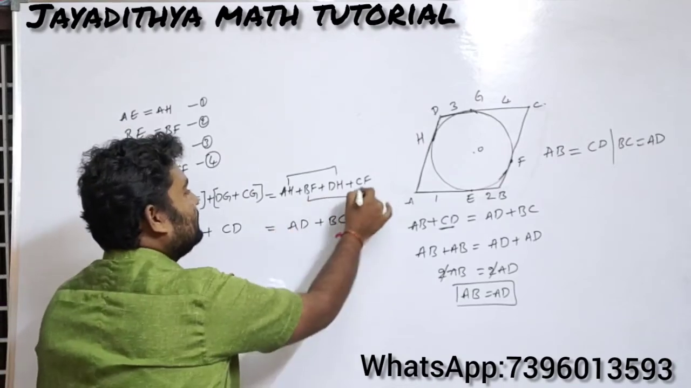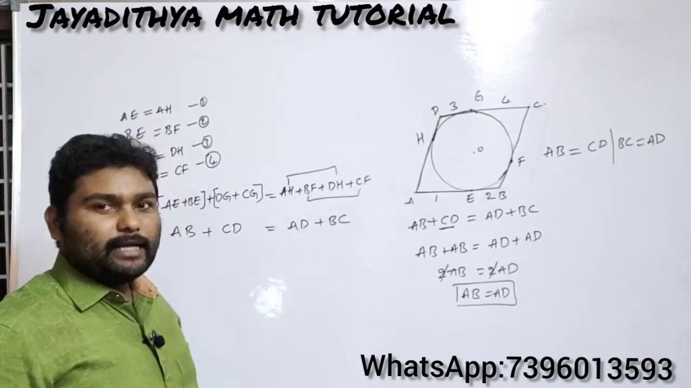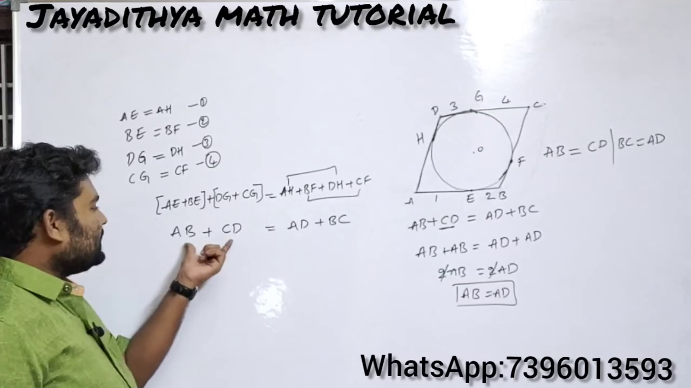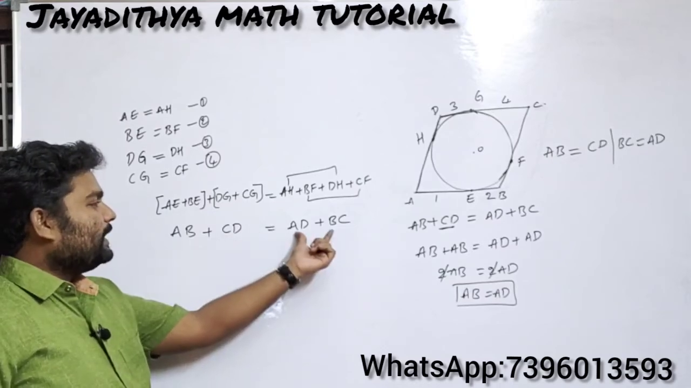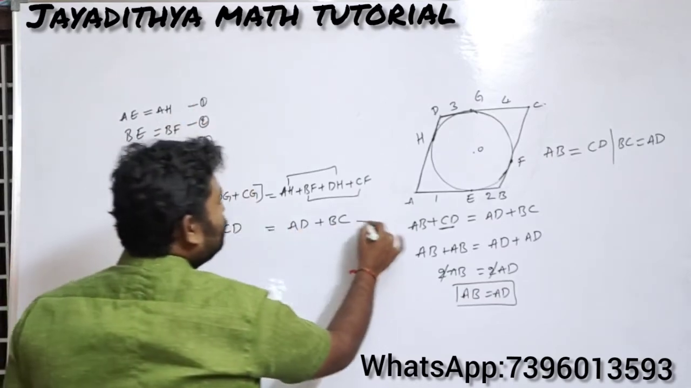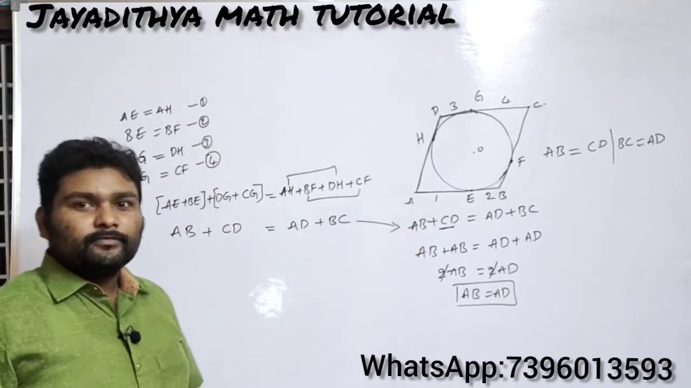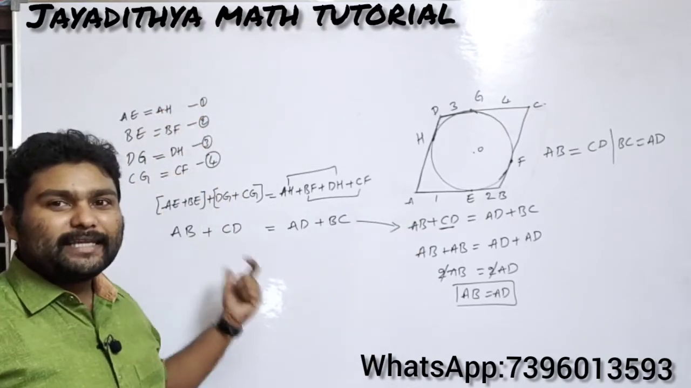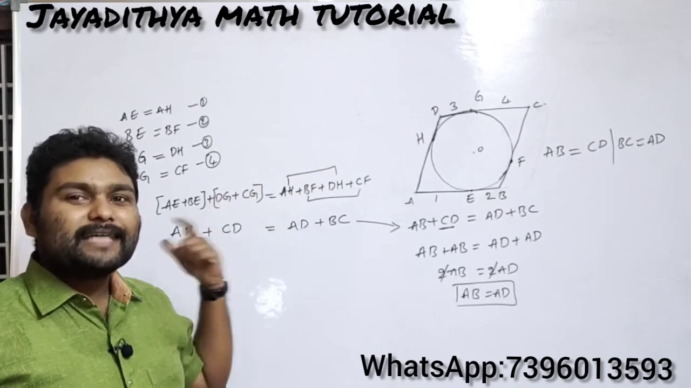Okay, here you should add like this. If you add them like this, then you will get the solution. So see here, AB plus CD is equal to AD plus BC. From this only you got the statement. So this is the proof for the statement, if the quadrilateral is circumscribing a circle.